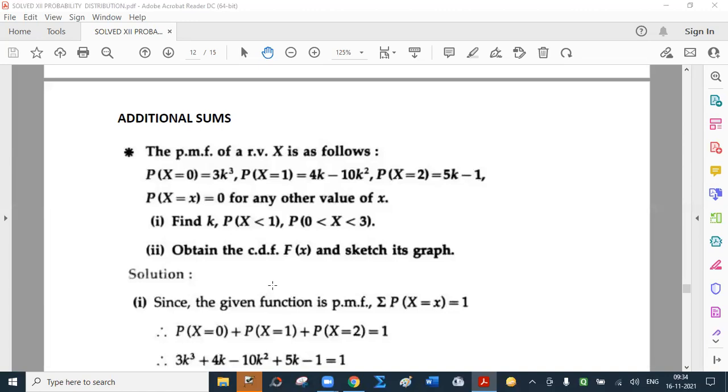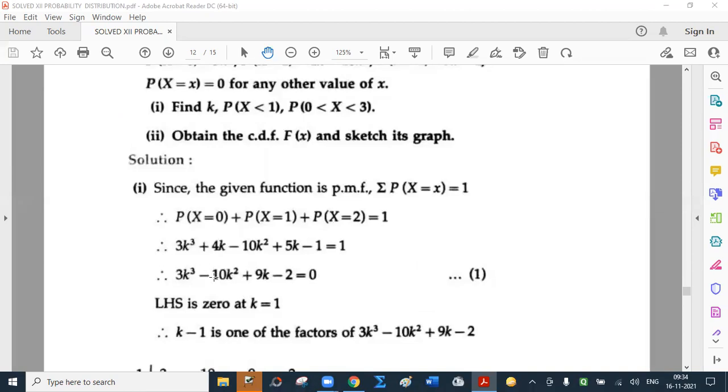Now, this is PMF. So, sigma p equal to 1, add all the probabilities. So, we get this equation. Now, this is a cubic equation. First root is obtained by observation. For k equal to 1, LHS is the same as RHS.